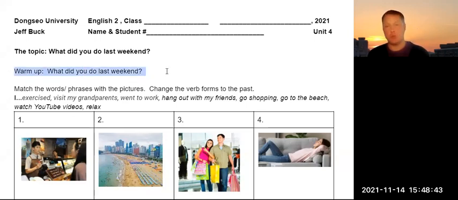What did you do last weekend? Well, I went hiking and I went shopping. I bought some food and some cans of mineral water and some other things. And I watched a movie and I relaxed. How about you? What did you do?